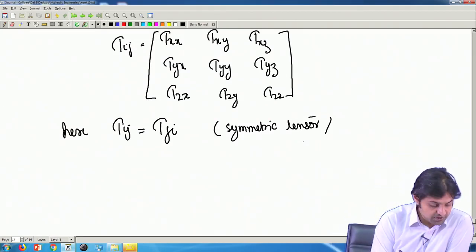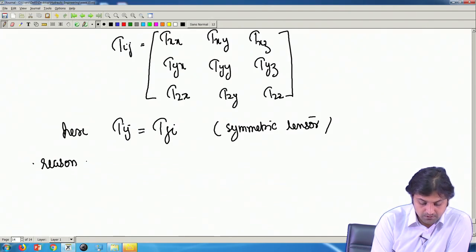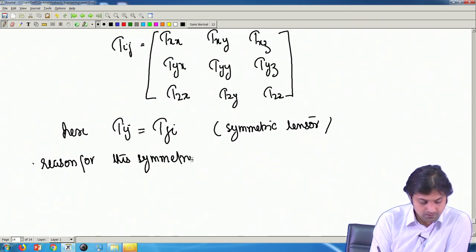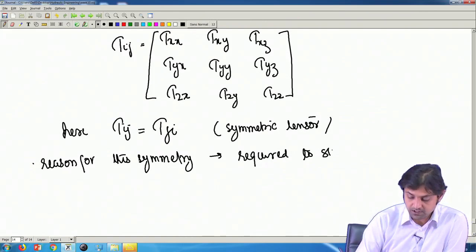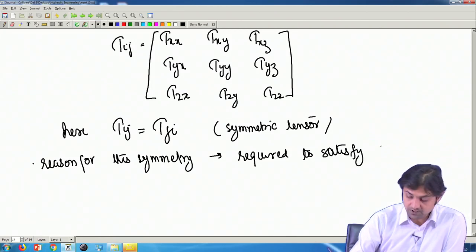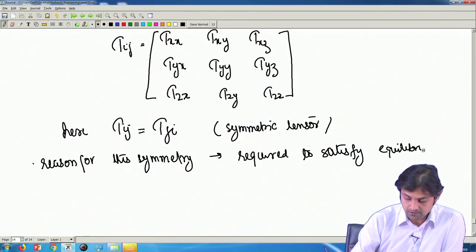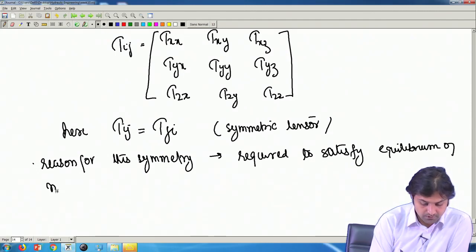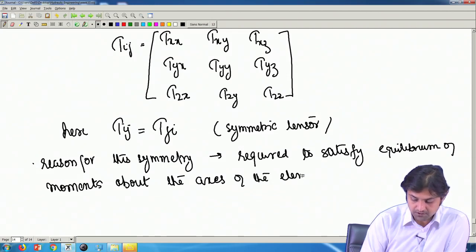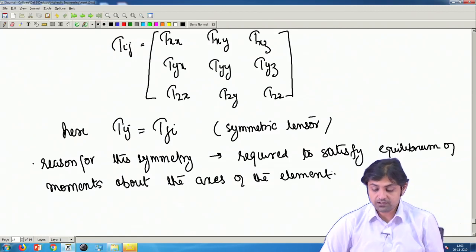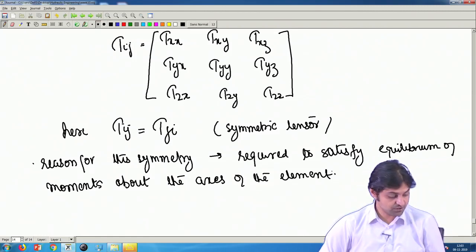And what is the reason for symmetry? It is required to satisfy equilibrium of moments about the axis of the element. So the symmetry is required to satisfy the equilibrium of moments about the axis of the elements.